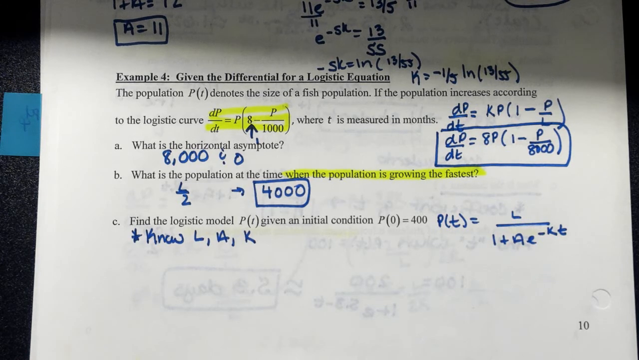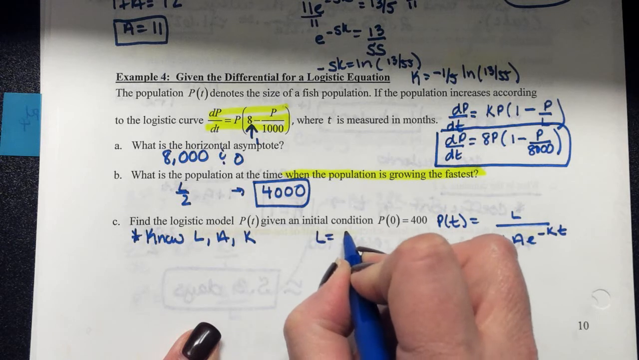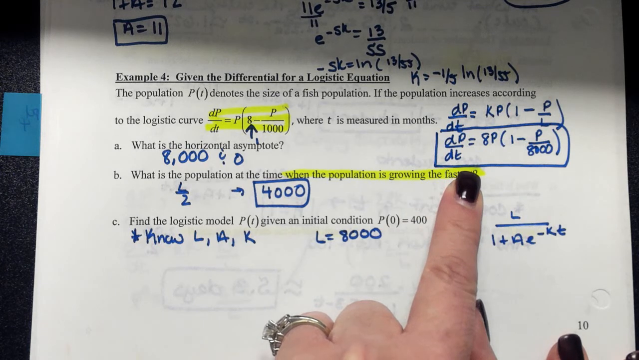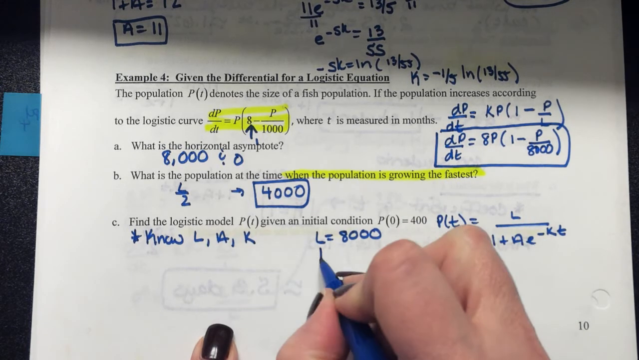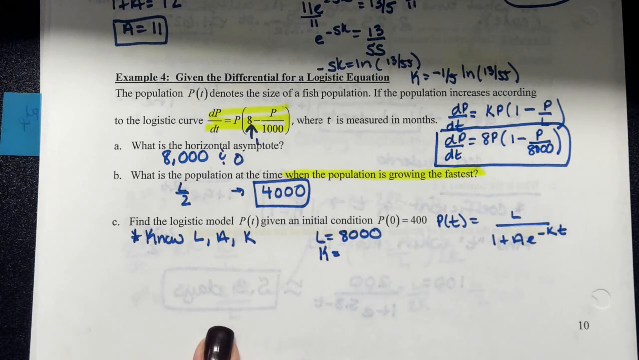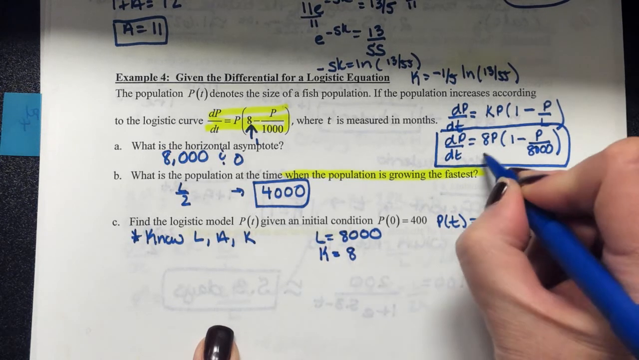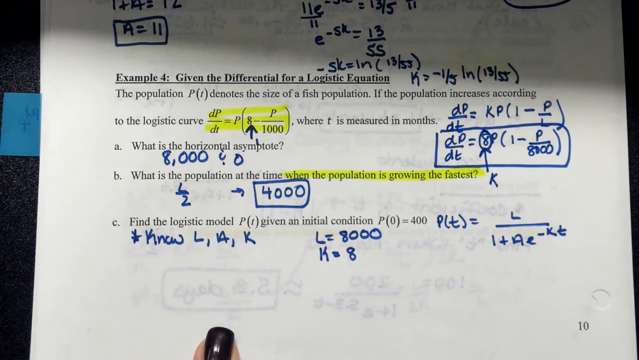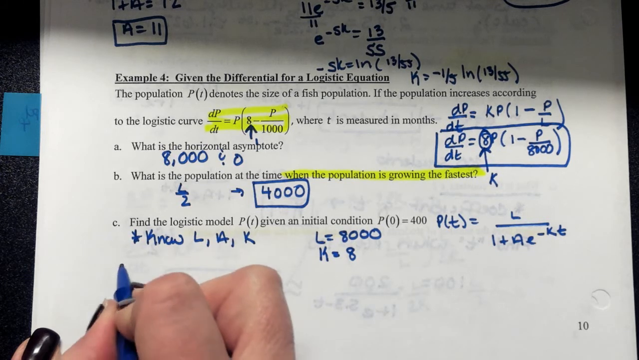The nice part about when they give you the differential form of the logistic model is that you're going to be able to know 2 out of these 3 values. We know what L is. What is L equal to? 8,000. What else can we find from the differential form? We can find the K value. And what is K equal to? K is equal to 8, because remember, in the logistic form, that is your K, the coefficient of P. So the only thing I have left to do is find A.